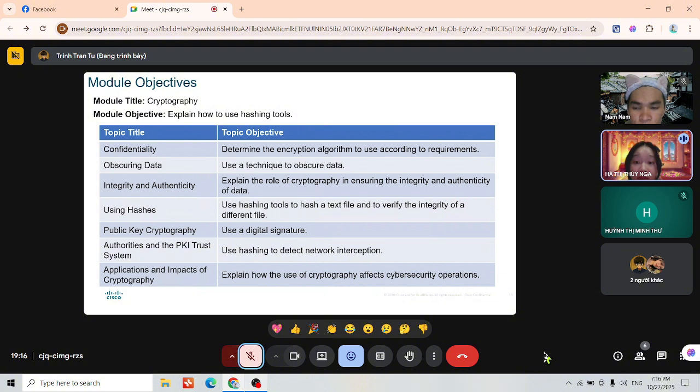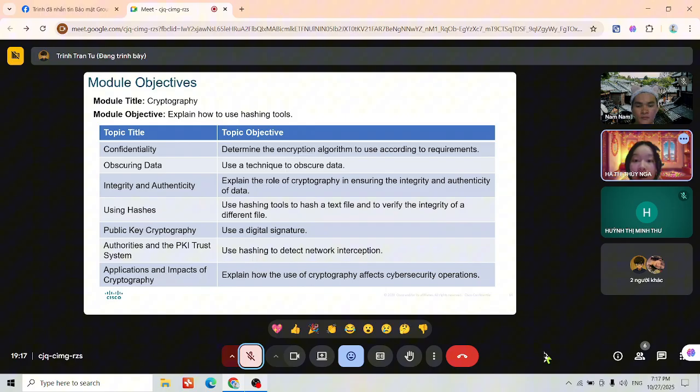The third, integrity and authenticity, understanding how encryption helps keep data original and verified. The fourth, using hash, creating hash values and checking file integrity with hashing tools. The fifth, public key cryptography, learning how digital signatures work.